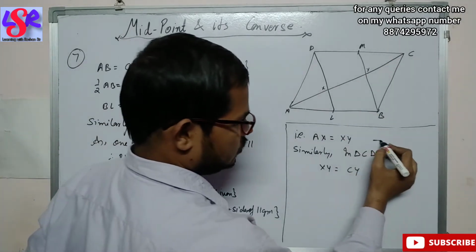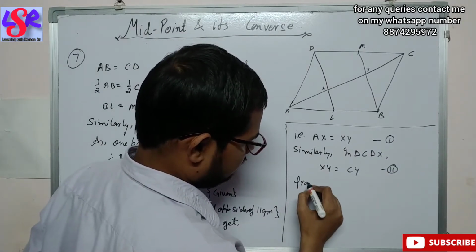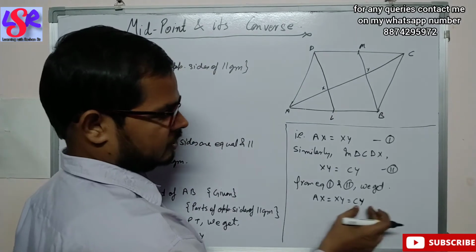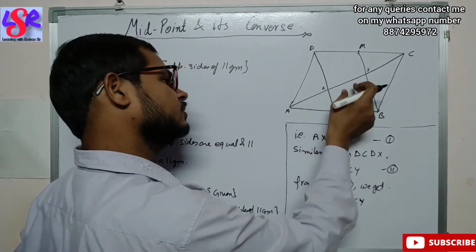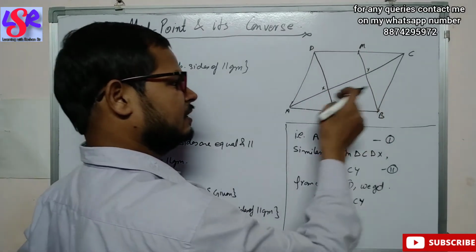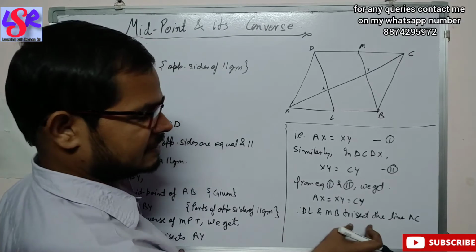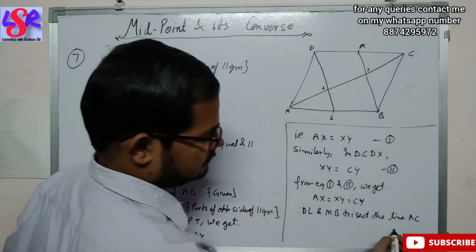Now let this one be equation number 1 and this one be equation number 2. So from equations 1 and 2, we get AX equals XY equals CY. Therefore, DL and MB trisect the line AC. Hence proved.